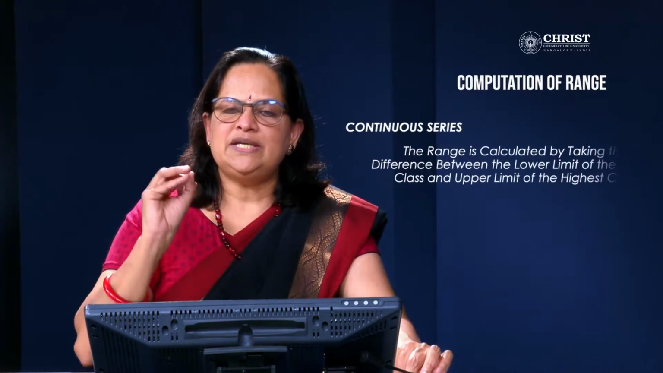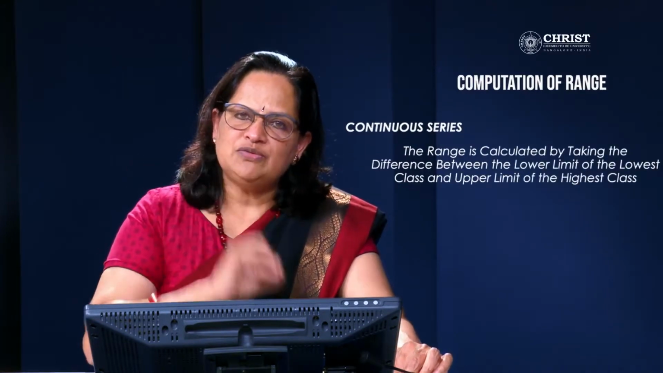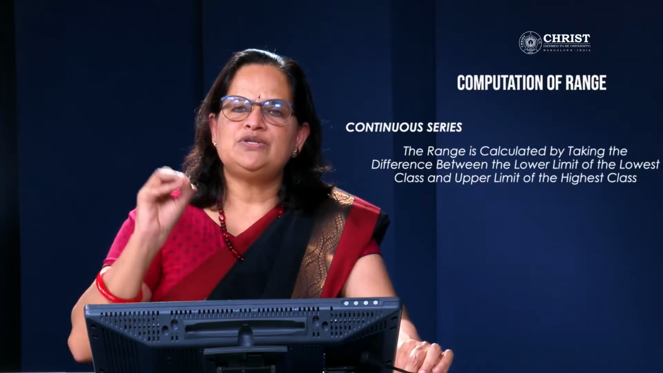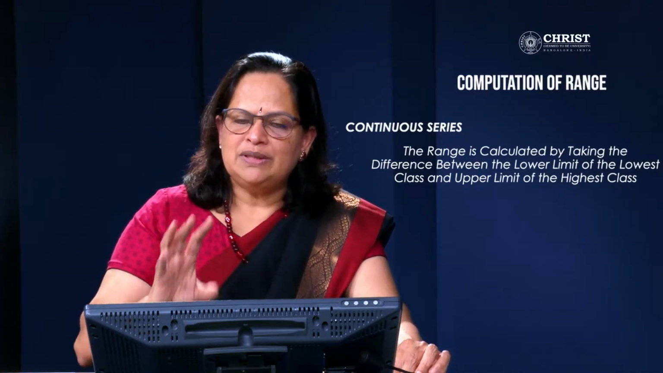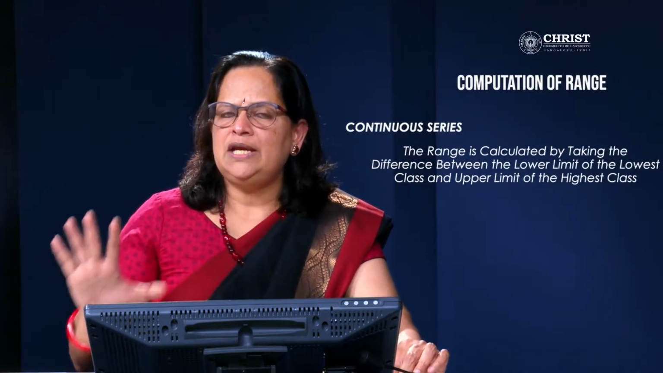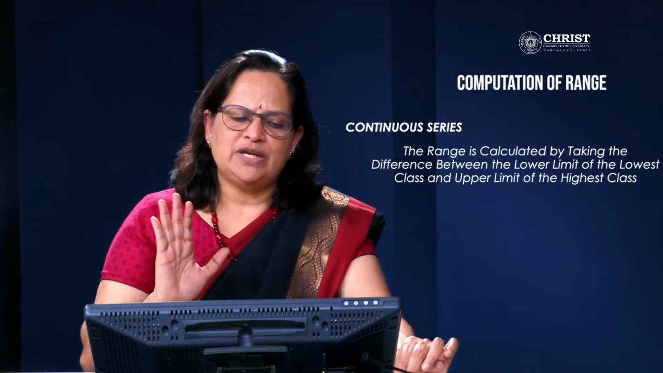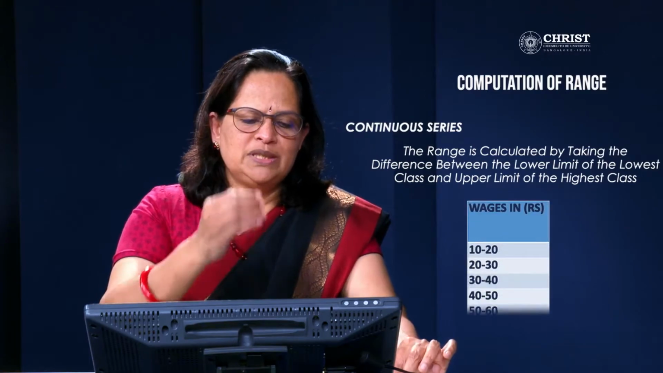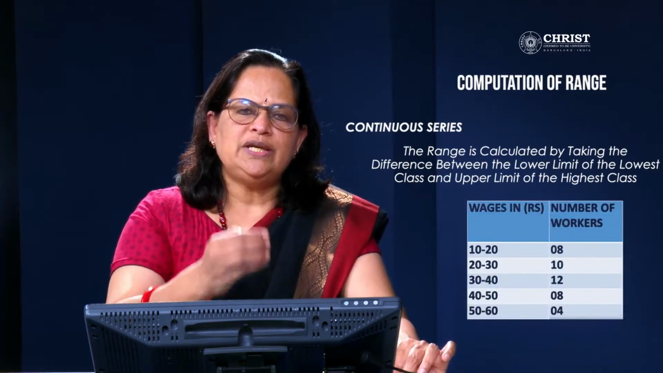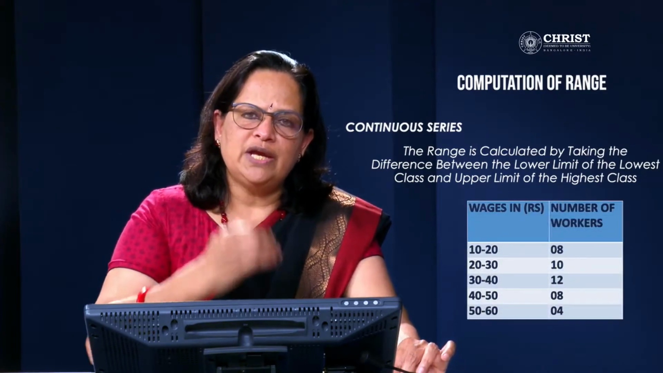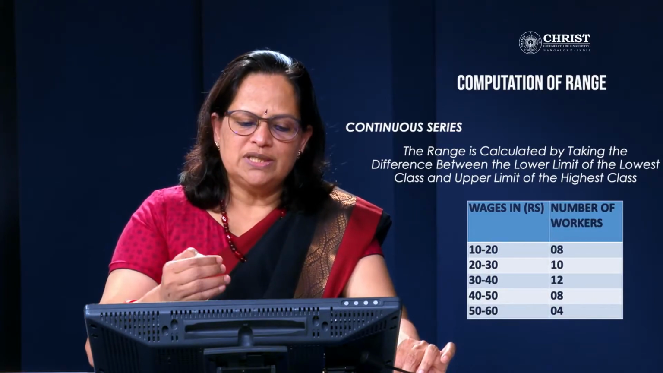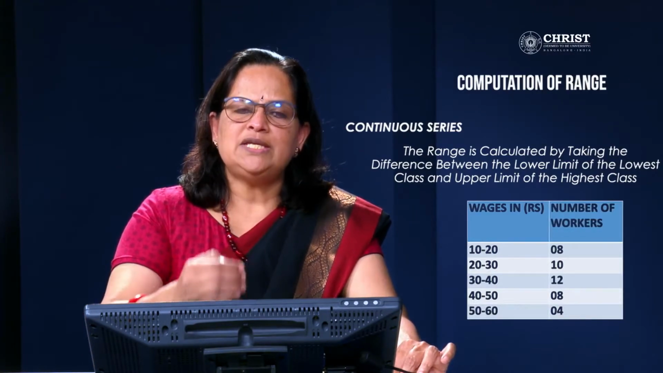Now for a continuous series, range is calculated by taking the difference between the lower limit of the lowest class and the upper limit of the highest class. We have to remember that frequency values are completely ignored in the computation. This is the main limitation of computing range. The wages in rupees are 10 to 20, 20 to 30, 30 to 40, 40 to 50 and 50 to 60, and the number of workers are 8, 10, 12, 8 and 4.